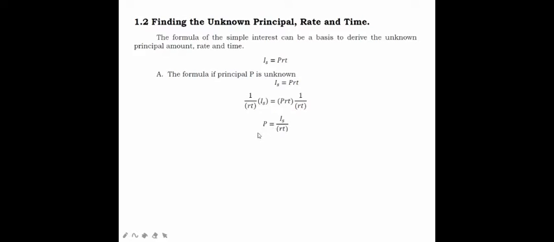So, the principal, if you're going to get the value of the principal, the formula that you are going to use is P equals simple interest over the rate times time. Okay, so we just divide the amount of simple interest by rate times time to get the principal amount.